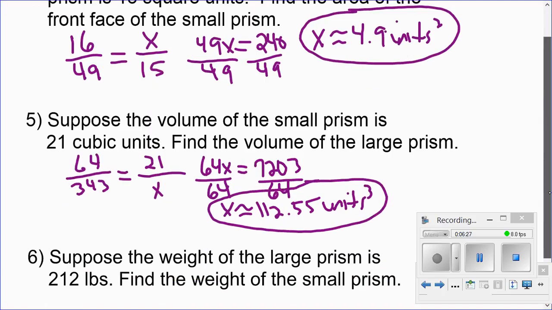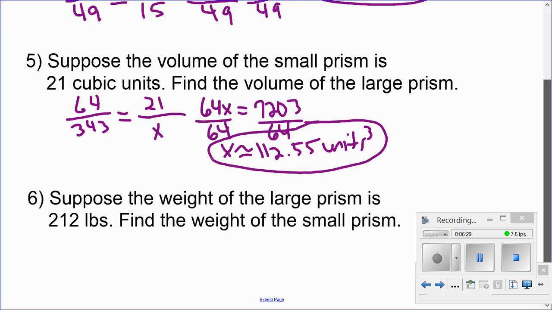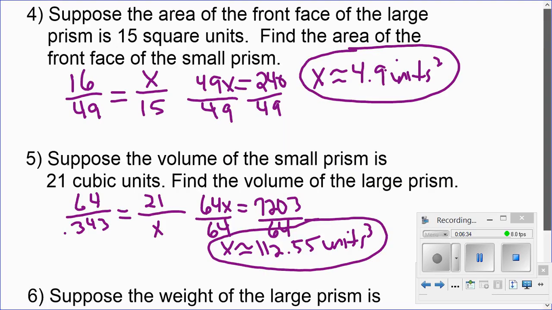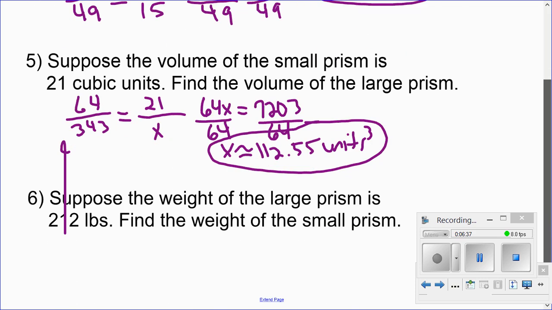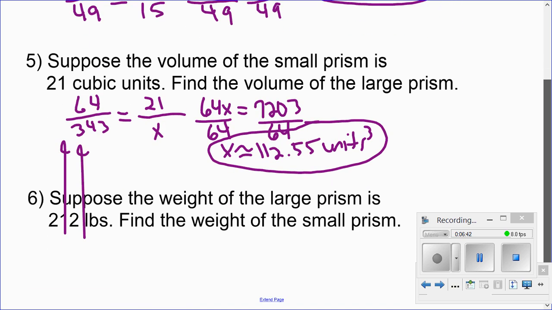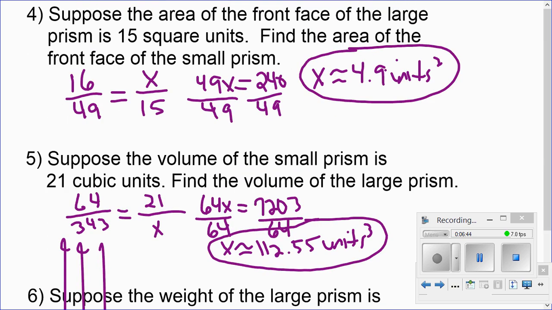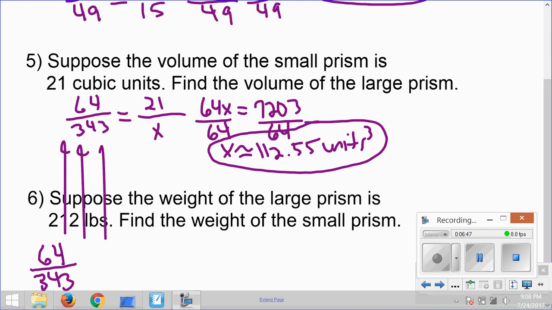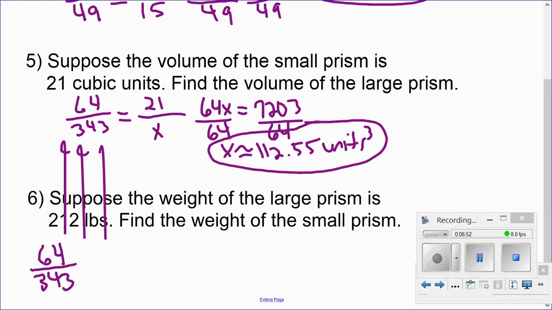Okay. Another one. Now we're talking about weight. So weight, remember, that's again using our cube, so we'll continue to use that. Okay, technical difficulties. So we're using that 64 over 343, and we're going to set that equal to, and 212 pounds is the weight of the large prism, so 212 is in the denominator and x is in the numerator.